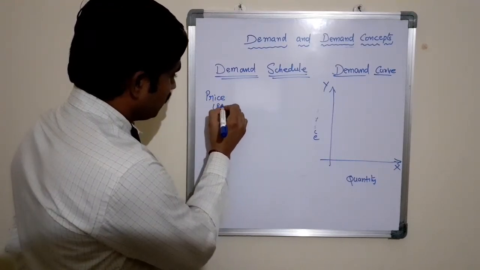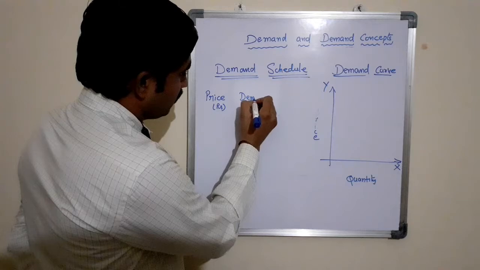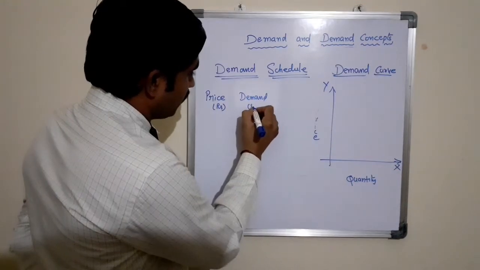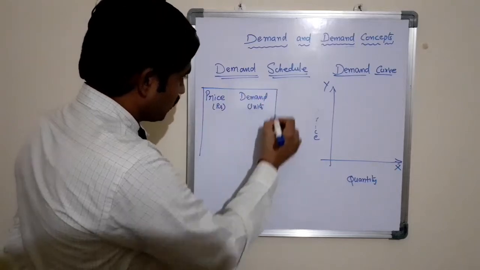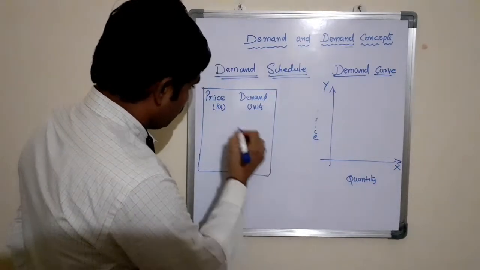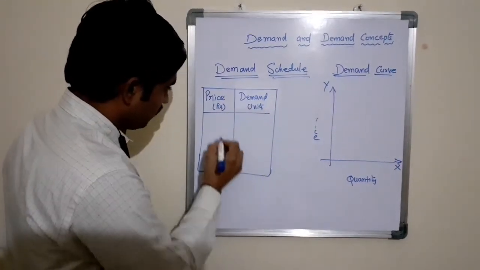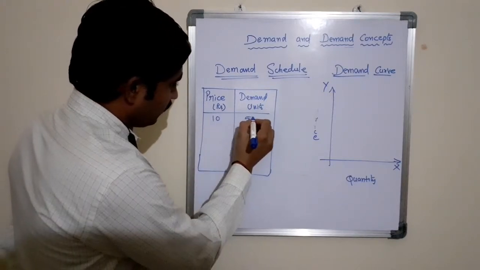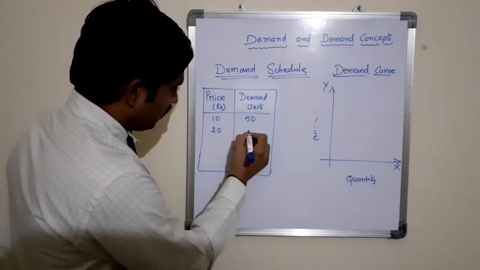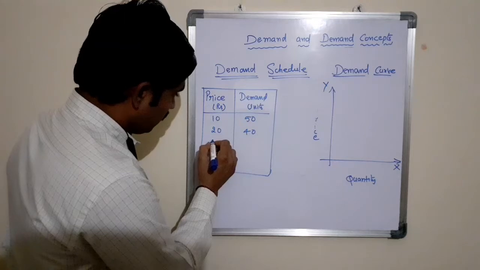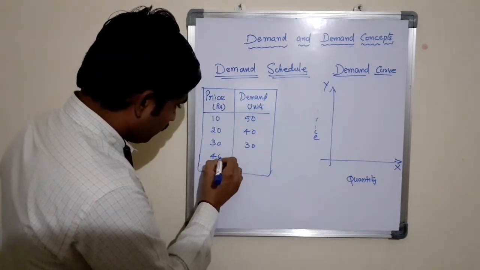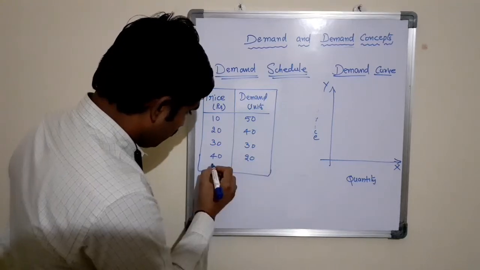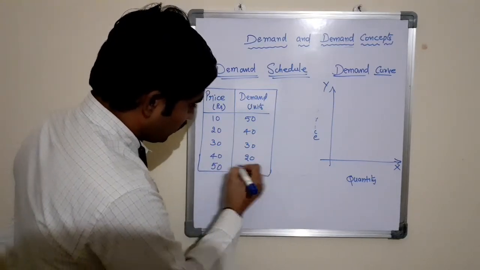Price of the product, demand of the product. This is called the demand schedule. 10, 50, 20, 40, 30, 30, 40, 20, 50, 10.